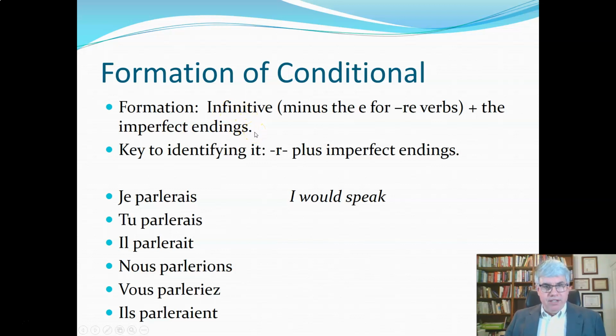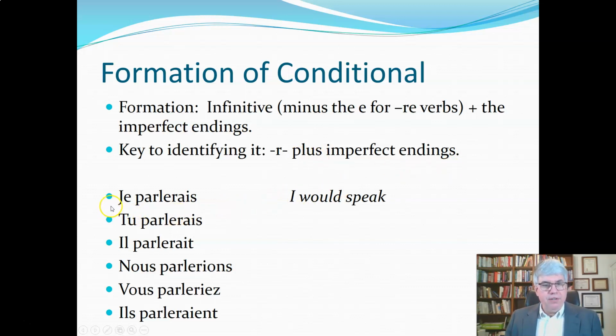How do we form the conditional? It's very similar to the future. You take the infinitive, minus the E for RE verbs, but otherwise you leave the ER or the IR there. And then instead of putting the present tense of avoir on it, you put the imperfect endings on it. So the conditional is going to look a lot like the imperfect, and it's closely associated with the imperfect, like we saw in the previous sentence. So the key to identifying the conditional is looking for an R from the infinitive plus the imperfect endings.